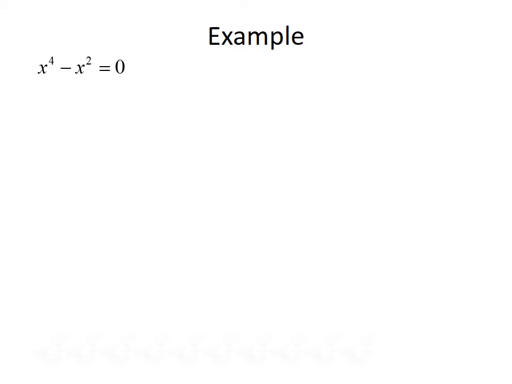So for example, if we want to solve x to the fourth minus x squared equals 0, we can start by factoring out a common term. We can factor out x squared, making this x squared times x squared minus 1 equals 0. And we can further factor out the x squared minus 1 since it's the difference of two squares. We can rewrite this as x squared times x minus 1 times x plus 1 equals 0.